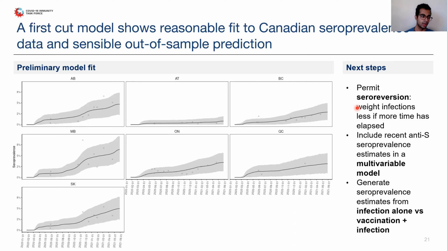So we're currently working on putting this together for the next report of the Immunity Task Force's modeling group, which we expect to make public later this month. Once we've done that, we plan to extend this model to permit seroreversion and also to include anti-S seroprevalence estimates in a multivariable modeling framework. And finally, to potentially overlay data on how long protection lasts after infection or after vaccination to produce models of what protection looks like in the population.